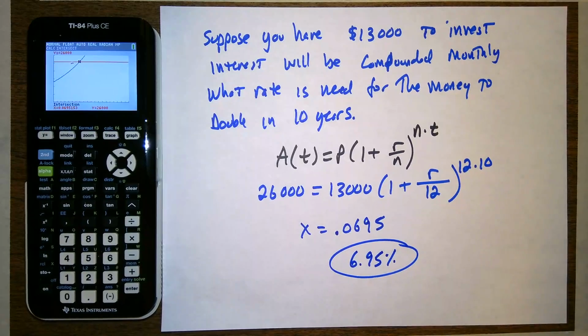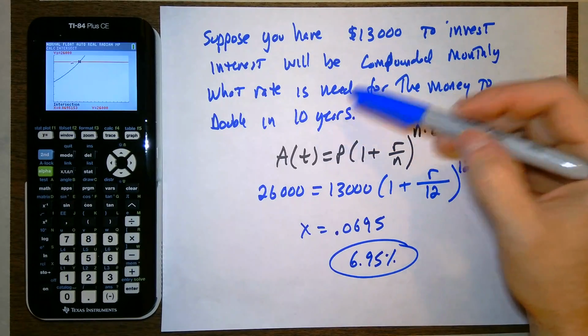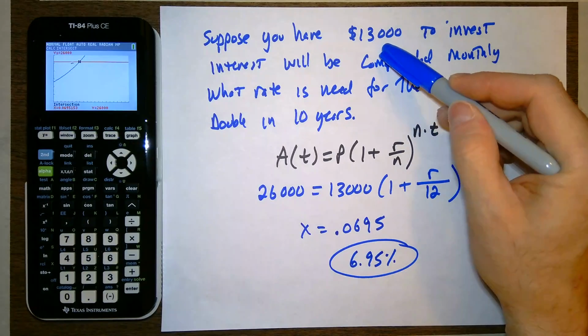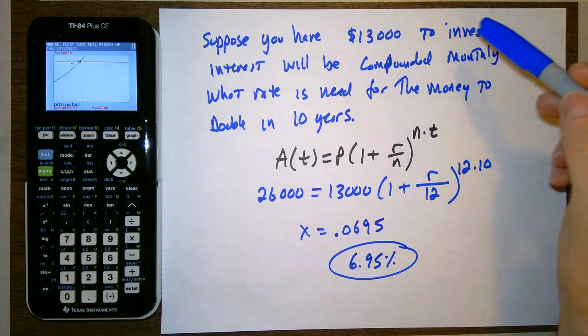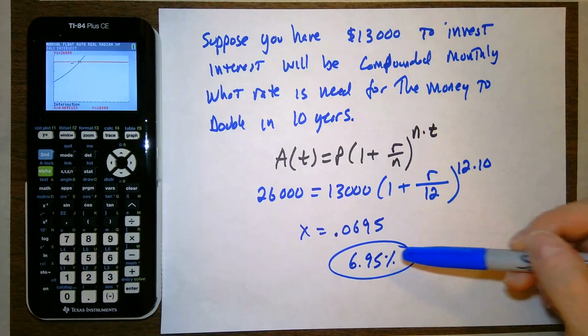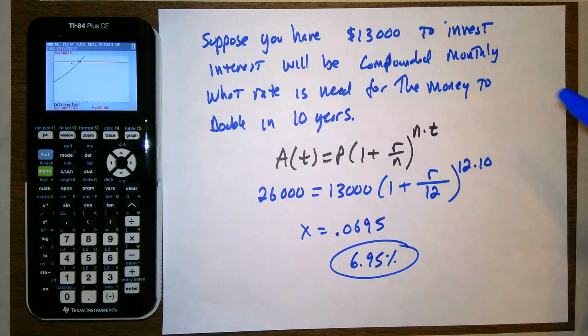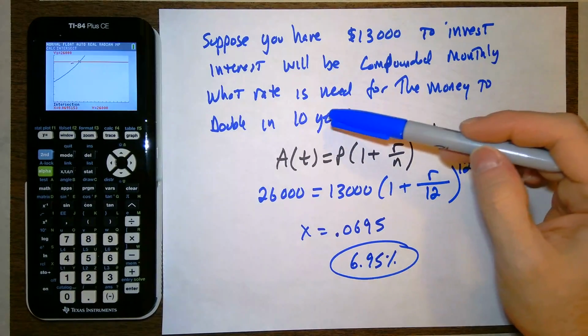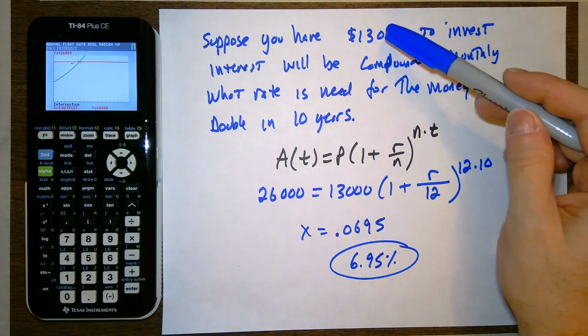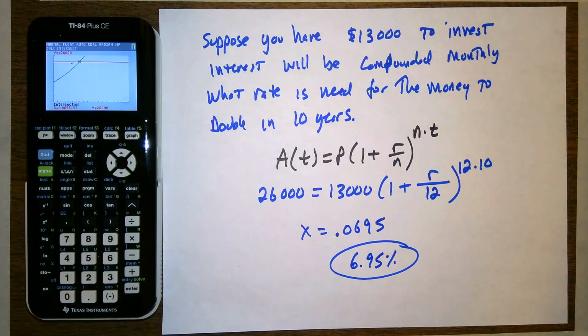Now here's something to think about. Think about this for a moment. Do the amounts matter? What if I put $500 in here and I asked, well, how long would it take for that to double? Would it be the same interest rate? Do the amounts matter for doubling from $500 to $1,000 or from $13,000 to $26,000? Think about that for a moment.